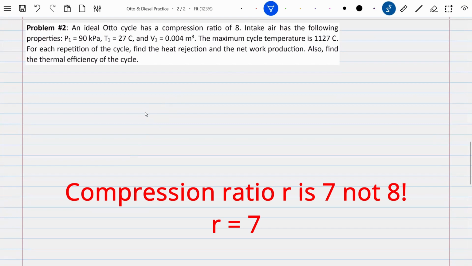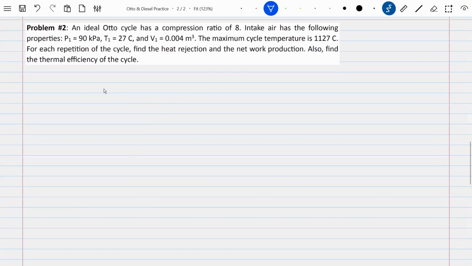Okay, so let's take a look at our second problem. We, again, are dealing with an Otto cycle. The compression ratio is, again, 8. The intake air, we know its pressure, we know its temperature, and in this problem, we know the actual volume of the intake air into the cylinder. It is 0.004 meters cubed, which is exactly 4 liters, as a matter of fact. The maximum cycle temperature is given to us. We are tasked to find, for each repetition of the cycle, the heat rejection and the net work production, as well as the efficiency of the cycle.